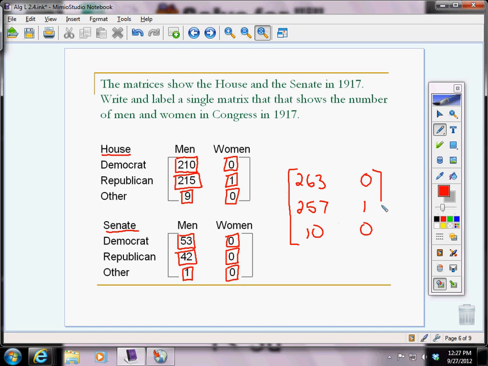Coming up with the matrix isn't too difficult, hopefully, but it does say to label it. So you want to go back and say that this is men, and this is women, and this is Democrats, Republicans, and other. So we could see the total now in a matrix. If I wanted to know how many women other there were, I could see that there was 0.